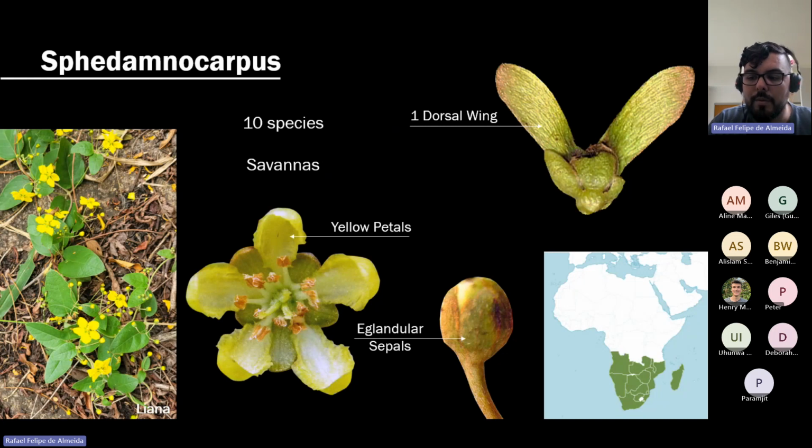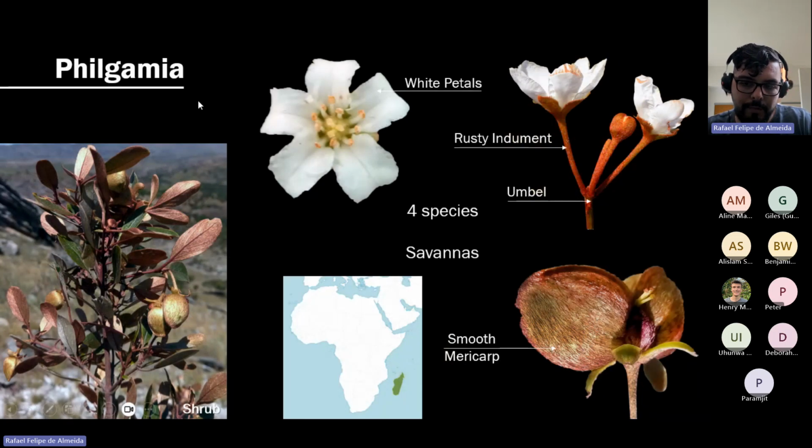So Sphedamnocarpus shows 10 species nowadays, occurring mostly in savannas in tropical Africa, but most in the south of Africa and Madagascar. Most of their species show yellow petals. They are not zygomorphic. They are very, very actinomorphic. They have glandular sepals, and their fruits have only one dorsal wing developed. So it's really interesting to note that it shows a huge dorsal wing when their sister group, which is Philgamia, does not show anymore any kind of dorsal wing here.